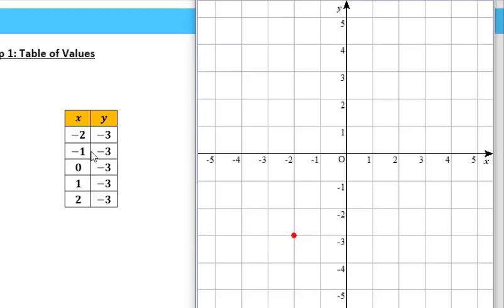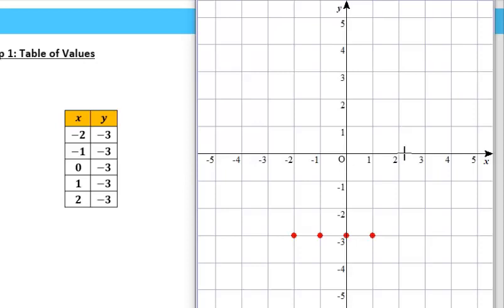The second one is (-1, -3). So I will go to -1 on the x and directly on the y to -3. This is where I'm going to mark the next point. The next one is (0, -3). So I'm going to go to 0, and from there I'm going to go on the y-axis to look for -3. (0, -3) will be this point. The next one is (1, -3), so it will be here. And the last one, (2, -3).